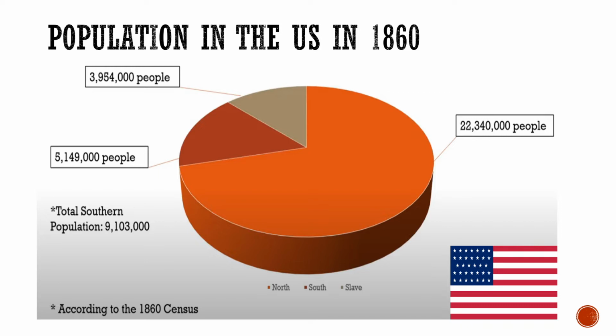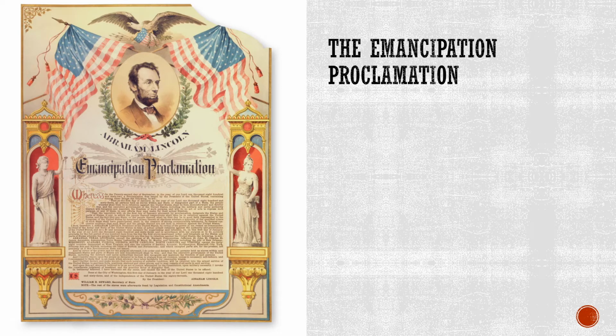And then in contrast, the South has about 5 million free individuals, right? As opposed to almost 4 million slaves. Well, why is this significant? Think about that. Almost half of the Southern population is slaves, right? Well, what could the North do that would really harm the Southern population in a way to impact them during the course of the war? Well, what is Lincoln going to do? He's going to issue the Emancipation Proclamation.